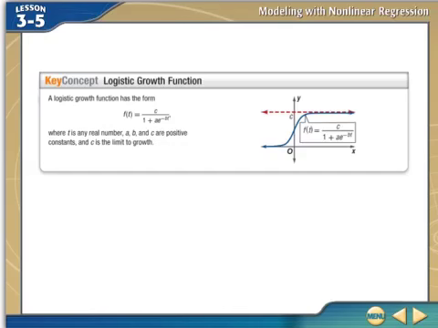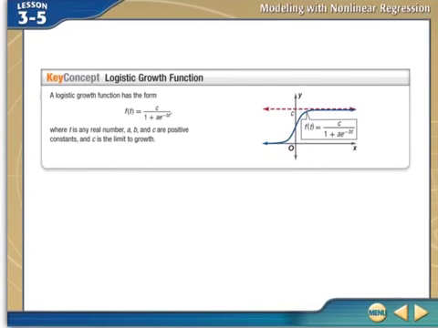A logistic growth function has the form f of t equals c divided by 1 plus a times e raised to the negative bt, where t is any real number, a, b, and c are all positive constants, and c is the limit to the growth.